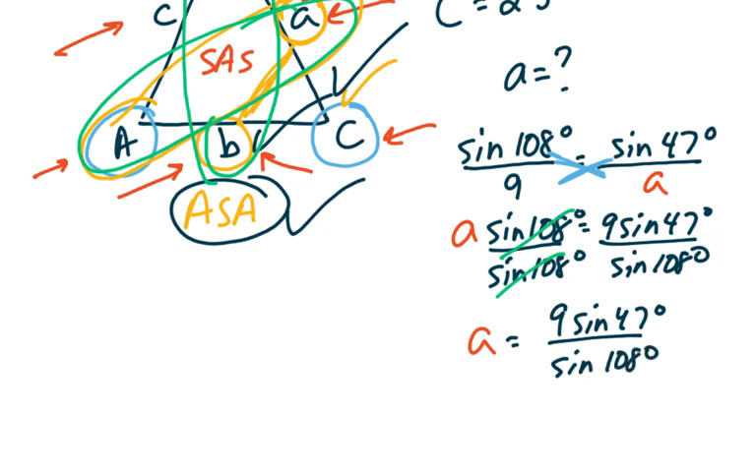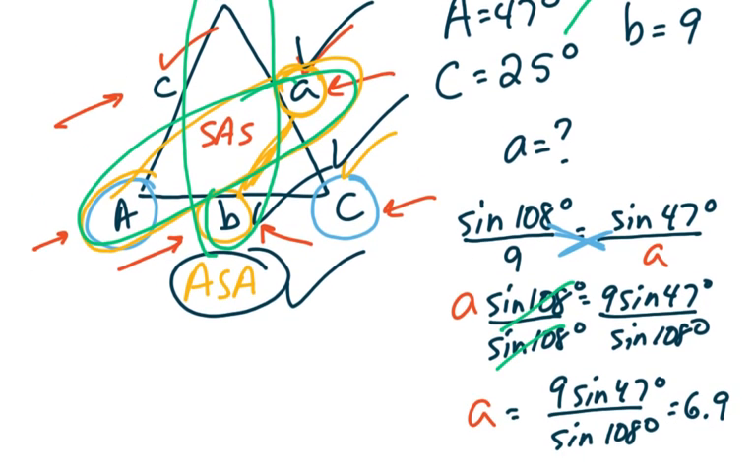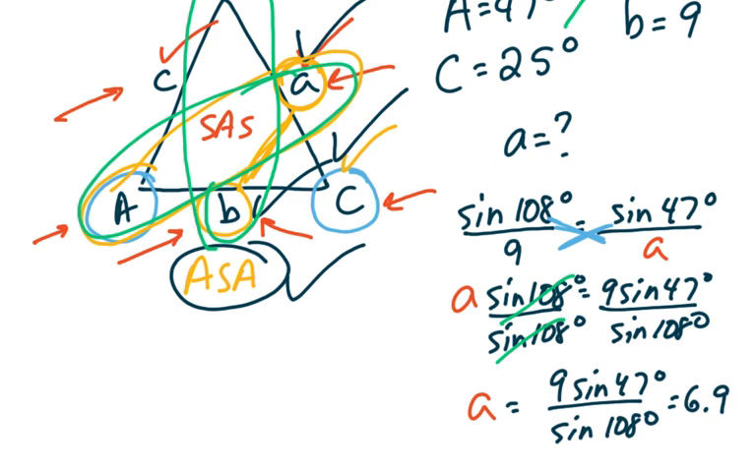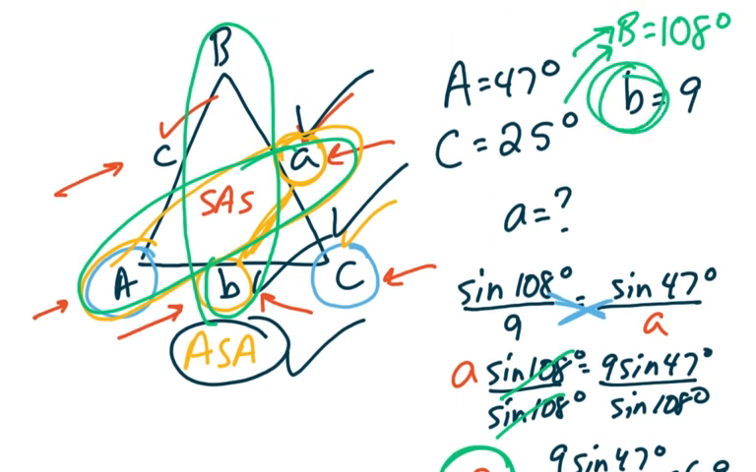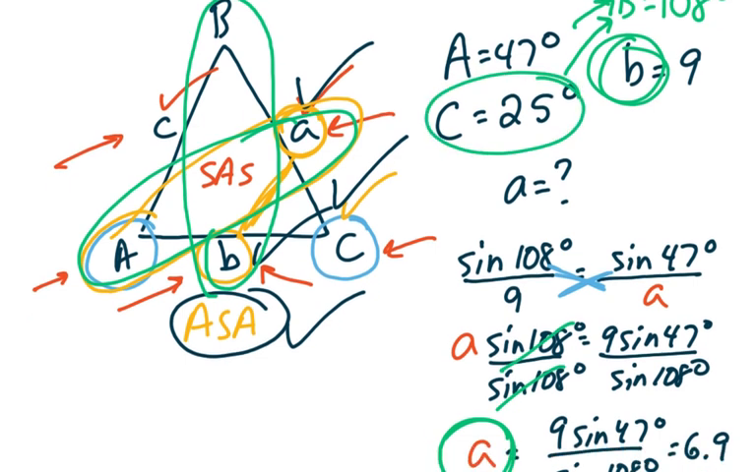Once I put that inside, I'm going to type that into my calculator here: 9 times the sine of 47 divided by the sine of 108. And I get that A is about 6.92, or about 6.9. Okay, that looks pretty darn good. Now, since we have a side, and we have a side, and we have the angle in between, we're ready. Let's do it.